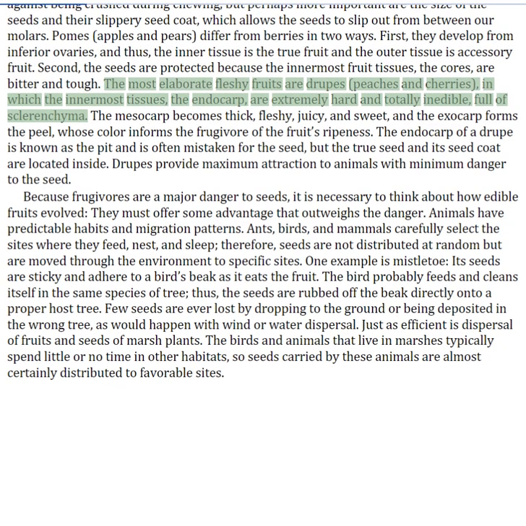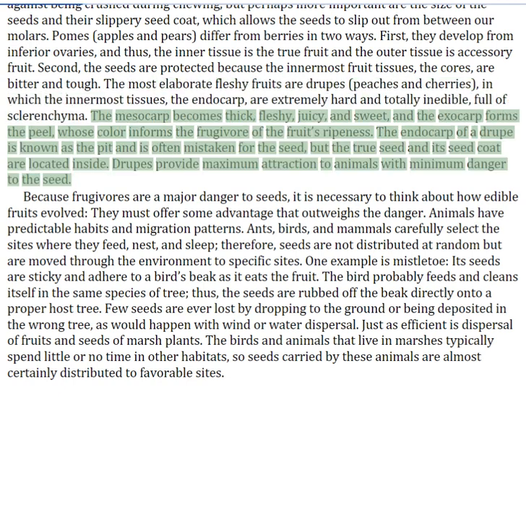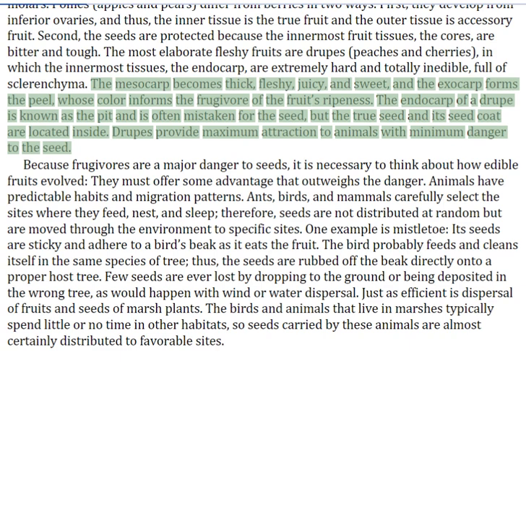The most elaborate fleshy fruits are drupes, in which the innermost tissues, the endocarp, are extremely hard and totally inedible, full of sclerenchyma. The mesocarp becomes thick, fleshy, juicy, and sweet, and the exocarp forms the peel, whose color informs the frugivore of the fruit's ripeness. The endocarp of a drupe is known as the pit and is often mistaken for the seed, but the true seed and its seed coat are located inside. Drupes provide maximum attraction to animals with minimum danger to the seed.